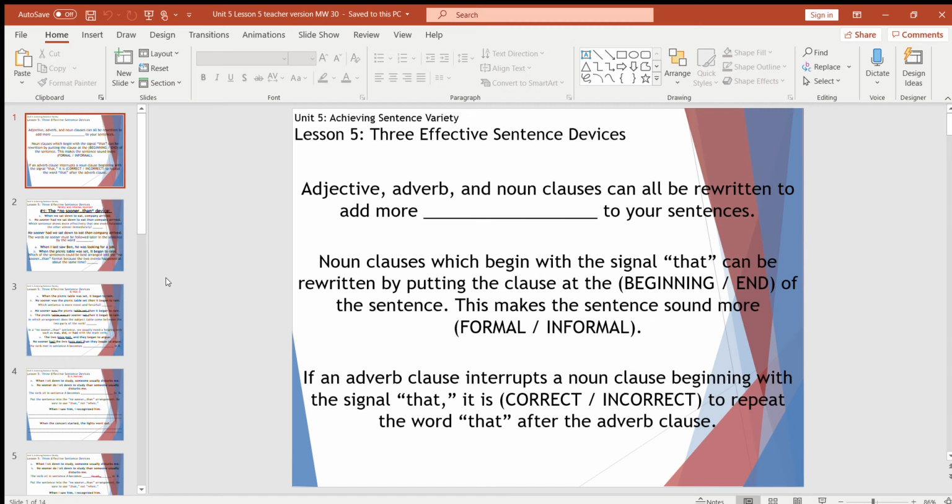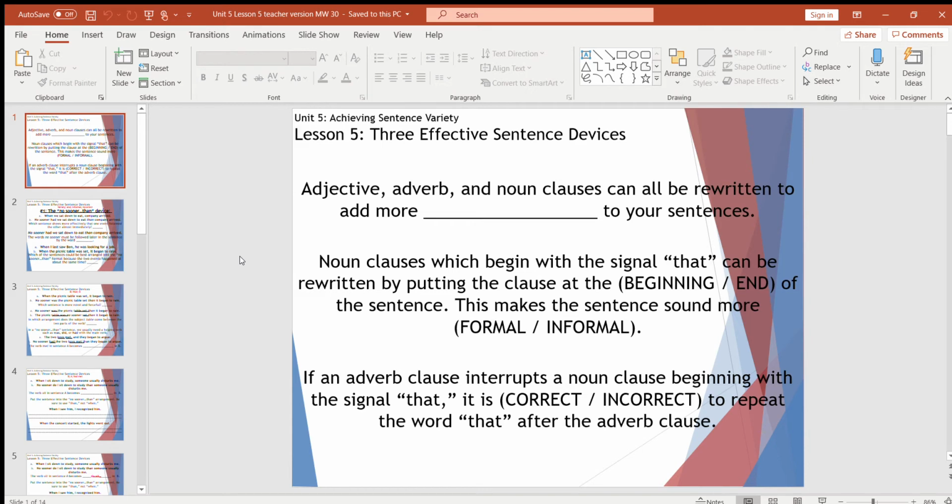Okay, midweek 30. Adjective, adverb, and noun clauses can all be written to add more what to sentences? They can add more variety. Again, we love variety, right? Spice of life. If you want to put any other synonyms of variety, you absolutely can, but basically it's just variety, right? Noun clauses, which begin with the signal that, can be rewritten by putting the clause at the beginning of the sentence or the end of the sentence.